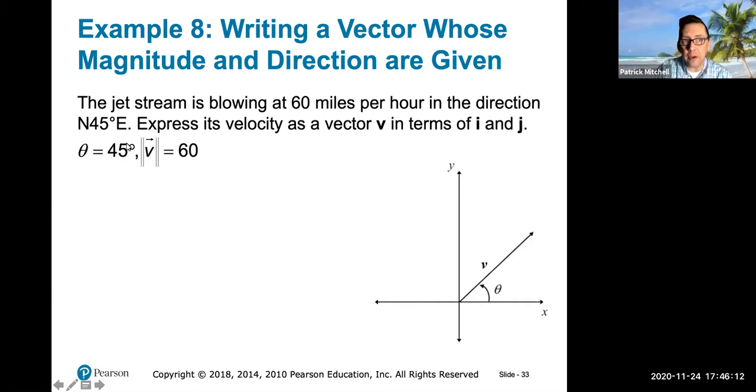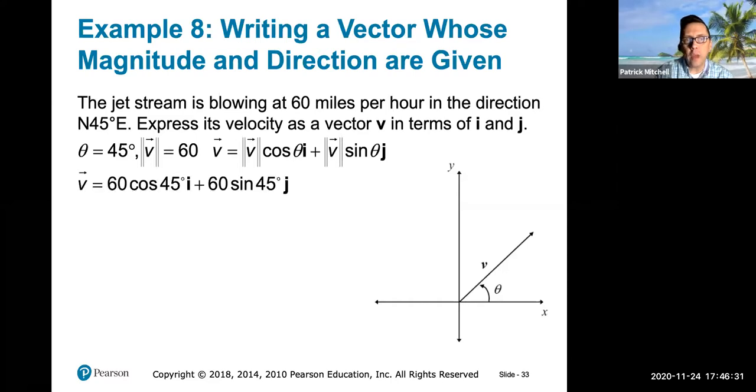This is a pretty simple example, but if it had said north 45 degrees west, then that direction angle would have been 135 degrees, right? And the magnitude of v is 60. Using this formula, we get that vector v is 60 times the cosine of 45 degrees i plus 60 times the sine of 45 degrees j.